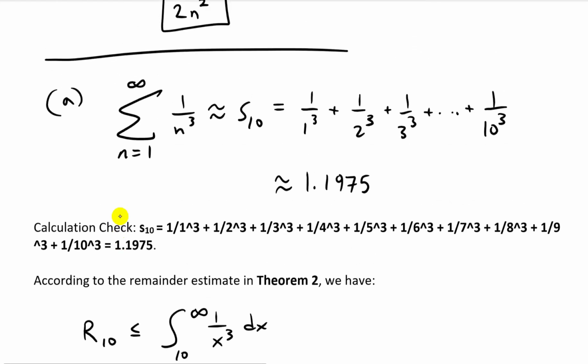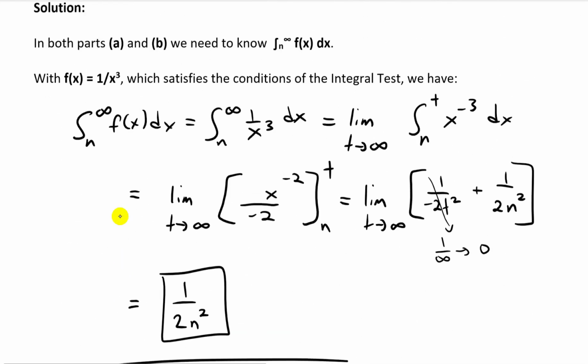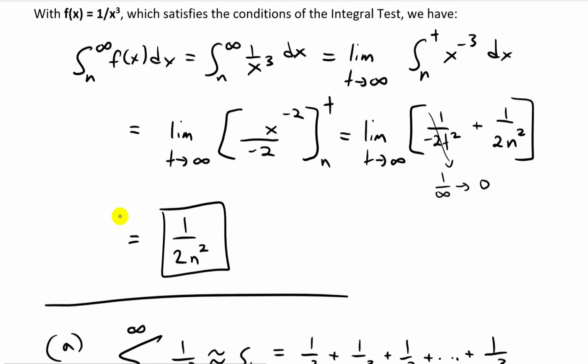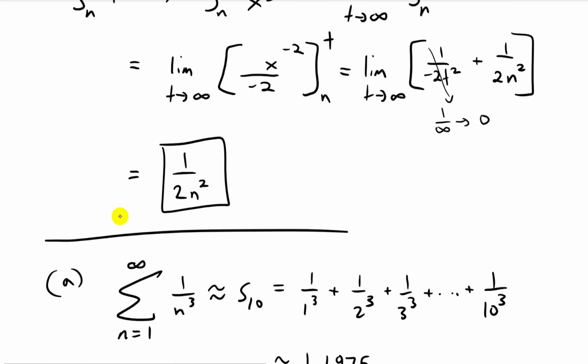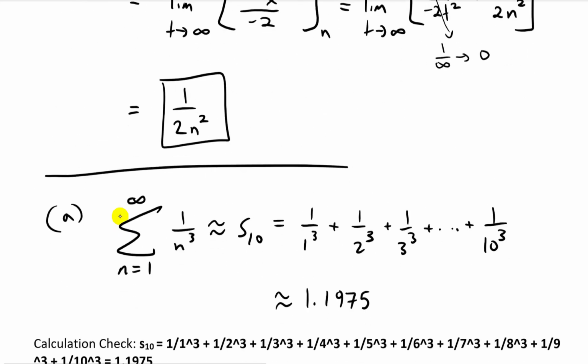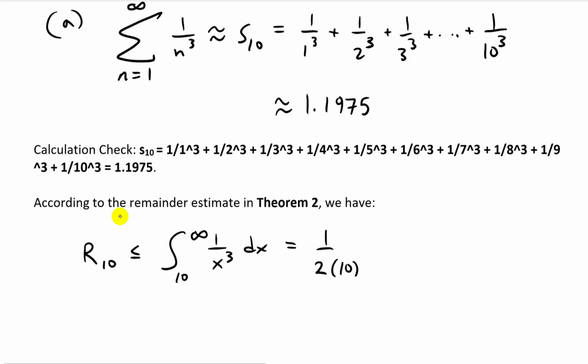And this right here, that's the 10, so we already know that. That's just going to be this one here. This is the integral from n to infinity of f(x) dx, so it's going to be 1 over 2n squared, so 1 over 2 times 10 squared. Actually, yes, it is squared there, so that's this right here, 1 over 2n squared.